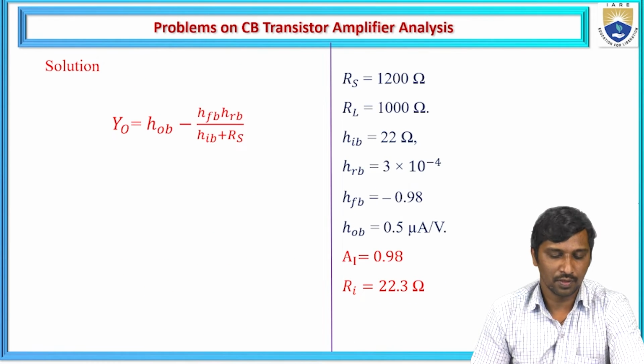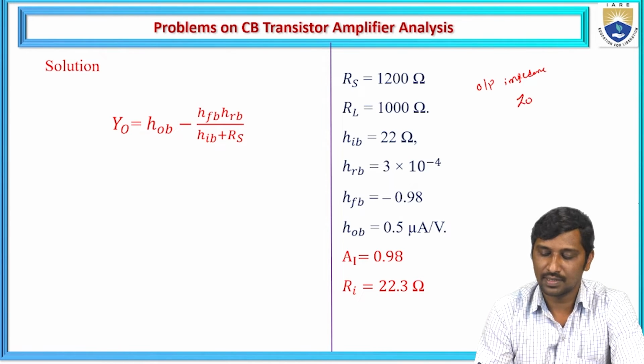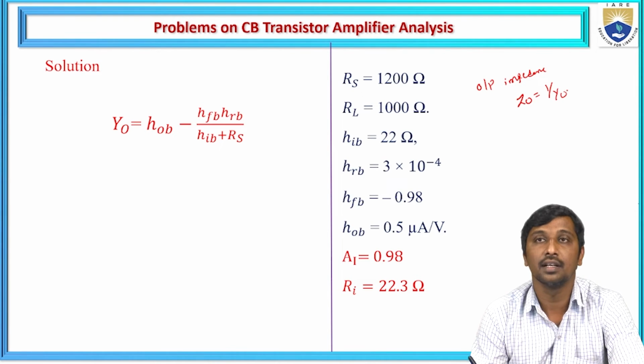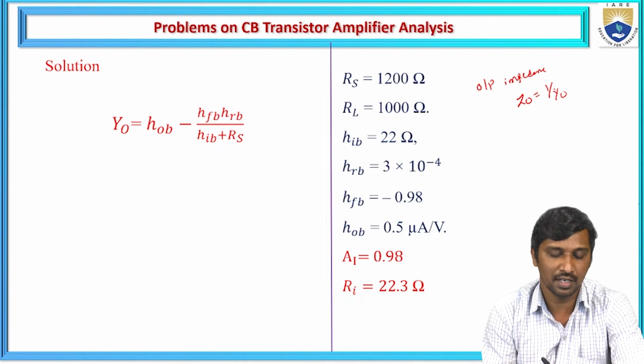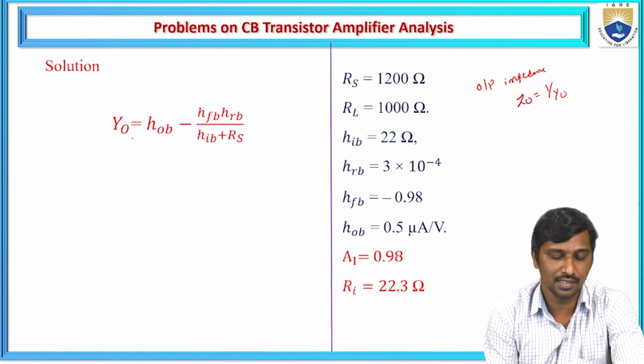Now we are going to calculate. To determine the output impedance, the output impedance is represented as Z0. From the H parameter analysis, Z0 is represented as the reciprocal of the admittance, hence 1 by Y0. So first we need to determine the admittance based on the small signal analysis. For this case, the admittance is represented as HOB minus HFB into HRB by HIB plus RS.